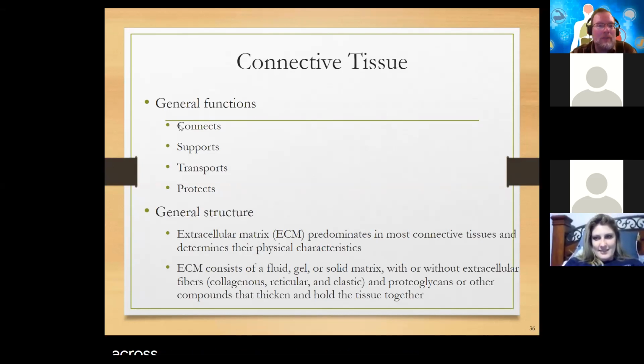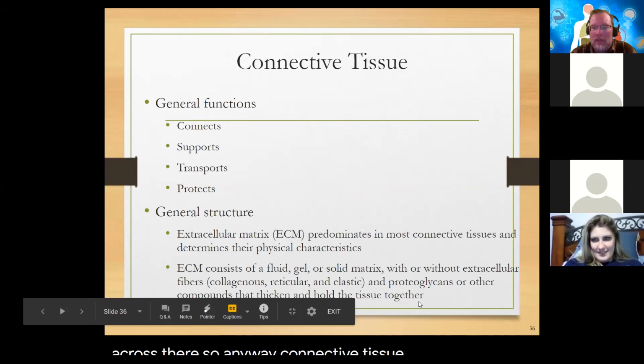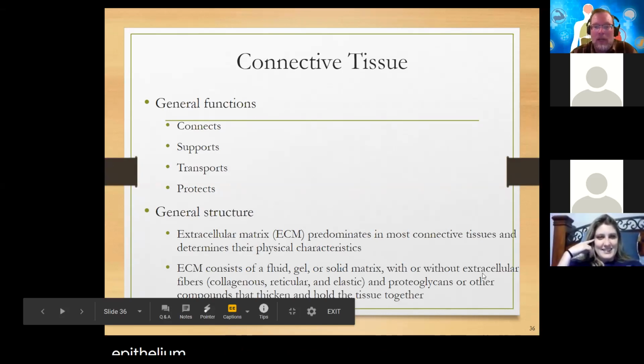So anyway, connective tissue is next. We did epithelium. Remember, epithelium is a lining or a covering. Connective tissue would be then deep to that.